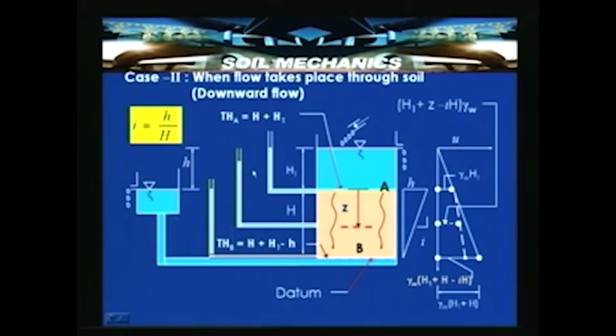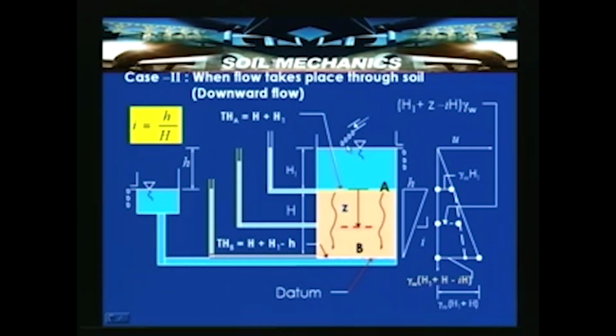Let us assume that the water level is H1, like in the previous slide, and H is the thickness of the soil bed. The top surface is point A, and the bottom surface is point B. Assume there is a constant source of water, and this head H1 is maintained by collecting the surplus water, and it is connected to a stem which is H units below the upstream water level. So in the process, the water flows in the downward direction.